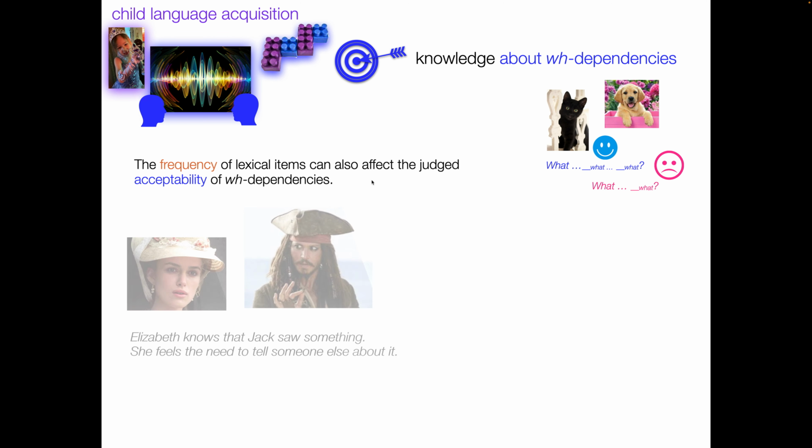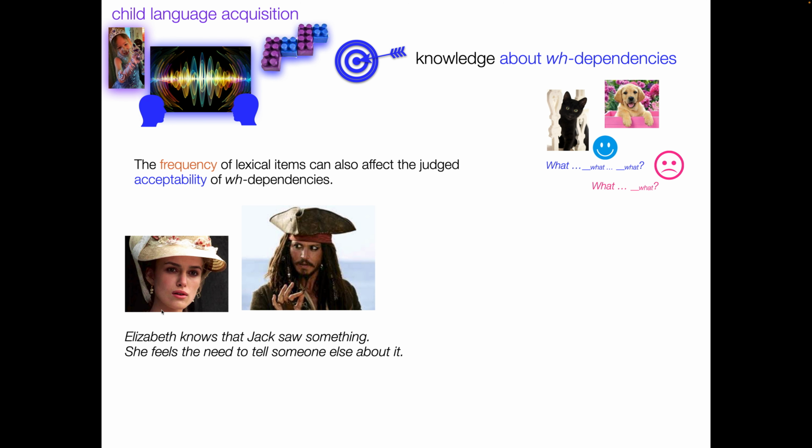And it turns out actually that the frequency of lexical items, of words, can also affect the judged acceptability, how much we prefer or disprefer certain WH dependencies. So for example, let's consider Elizabeth. Elizabeth knows that Jack saw something, and she feels the need to tell someone else about it, to say something about it. So we might want to ask this: what did Elizabeth say that Jack saw? And that seems great.